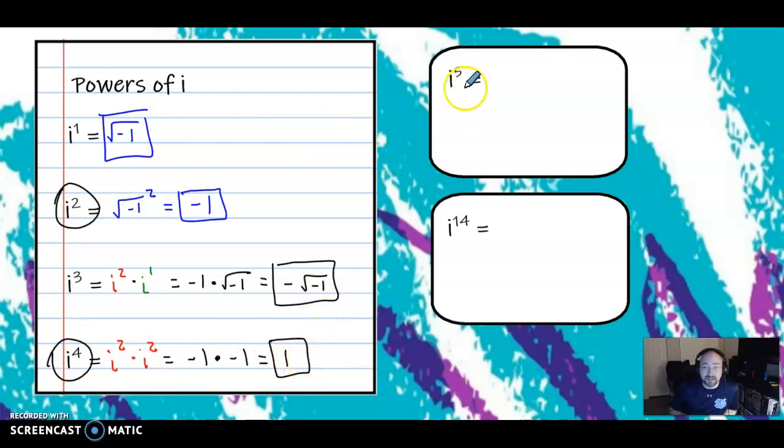And you can see how we might use these when we look at some more complex problems, like what is i to the 5th or i to the 14th, and they really don't get any more complicated, because you could split apart this i to the 5th as i to the 4th times i to the 1st. You know that i to the 4th is the easiest that this gets, right? Because i to the 4th is the same thing as 1, and i to the 1st is just i, or the square root of negative 1.